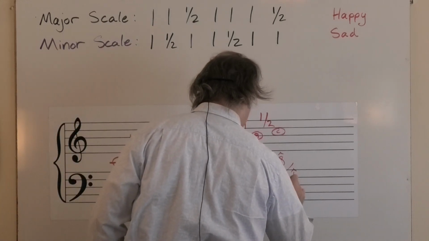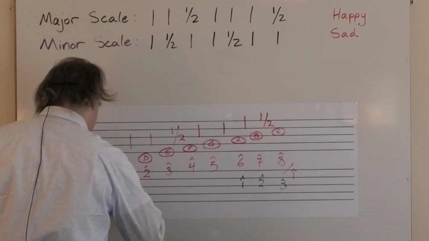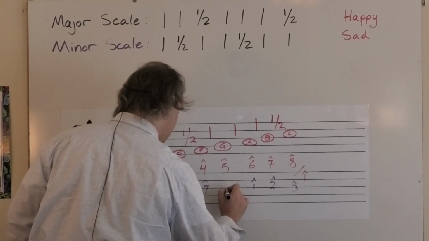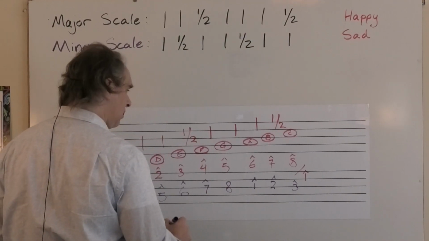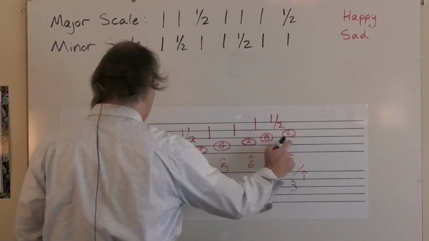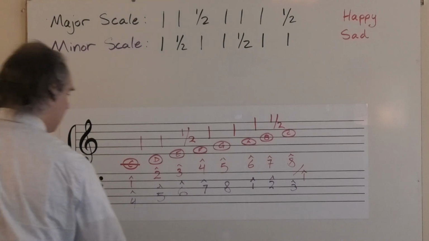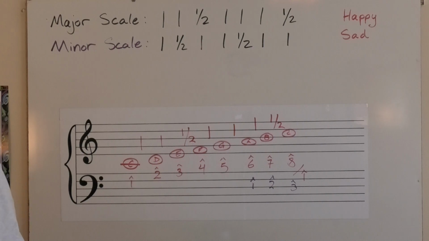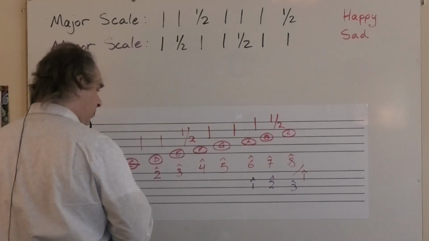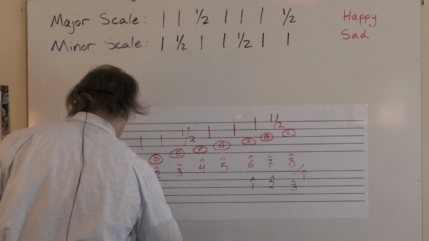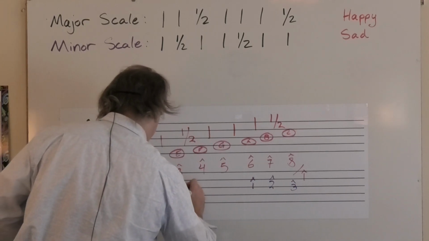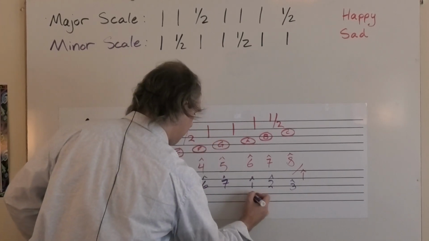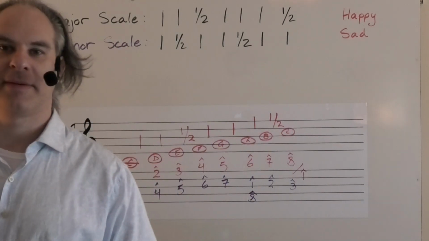1, 2, 3, scale degree 4, scale degree 5, scale degree 6, scale degree 7, scale degree, that can't be right. What happened? Oh, C. I doubled up on C. Yeah. So if C is the 3rd scale degree over here, then it's still going to be the 3rd scale degree over here. 4, 5, 6, 7, 8 scale degrees.